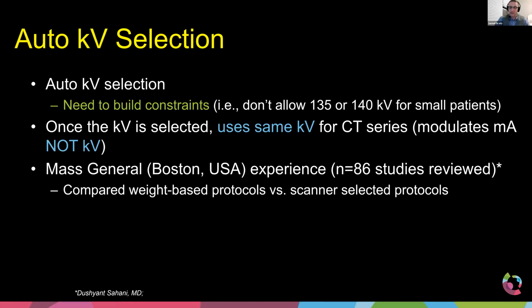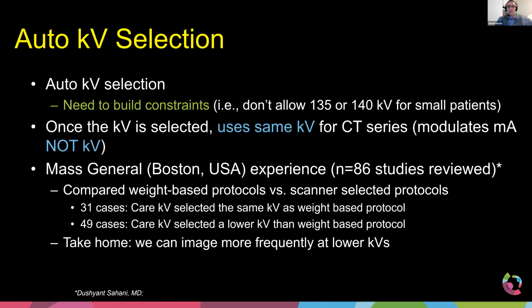And then what they did is when they put the patient on the machine, they let the machine pick the kV. And so they compared what it would have been to what did happen. And what they found was that in 31 cases, a particular auto kV selection option, this is CARE kV, a Siemens system, it'll be the same result for GE, Canon, and Siemens, but I'm just saying they used a Siemens system. So in 31 cases, their CARE kV selected the same kV as had been written into the protocol. In other words, there were no differences. But in 49 cases, the CARE kV selected a lower kV.